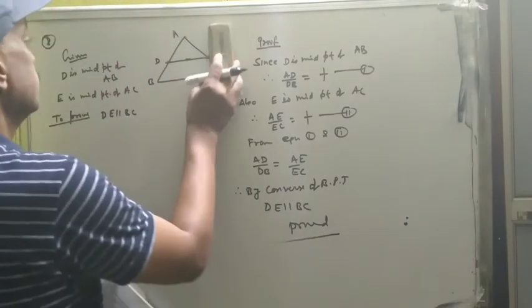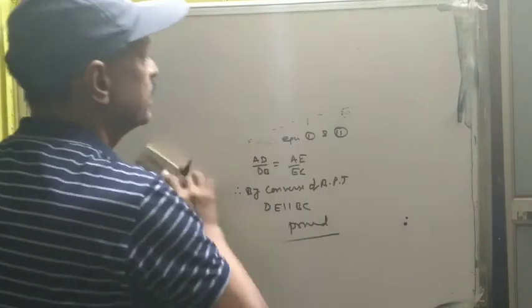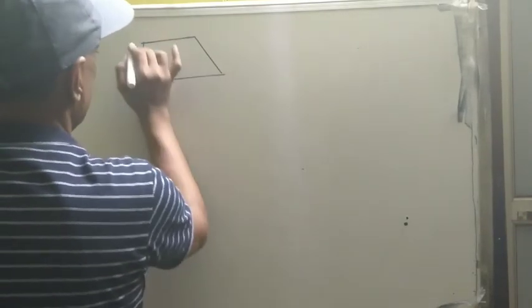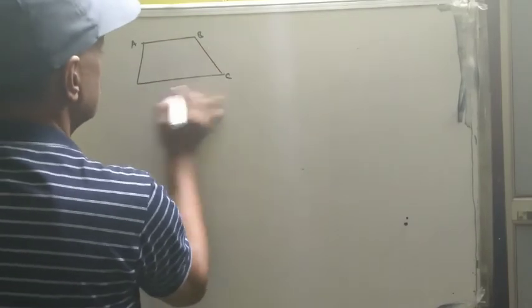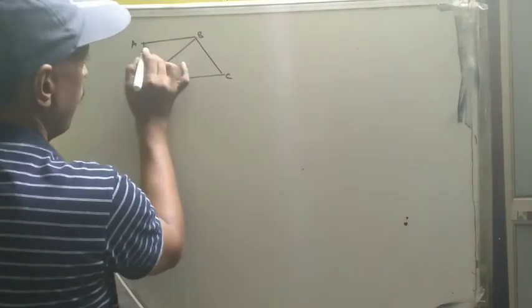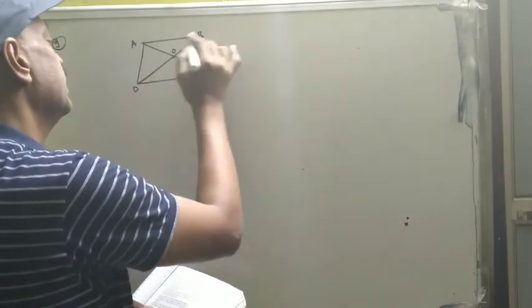ABCD is a trapezium. This time ABCD is a trapezium. So draw ABCD as a trapezium. So this one ABCD, it is a trapezium, and diagonals will also be there. The diagonals AC and BD intersect at O. Show that AO by BO equal to CO by DO.